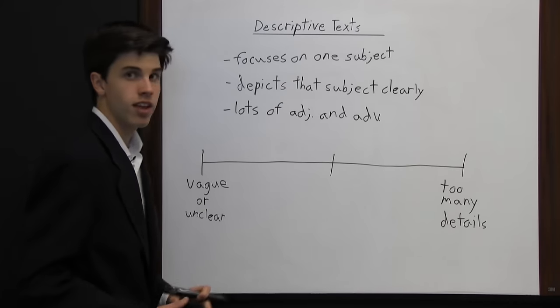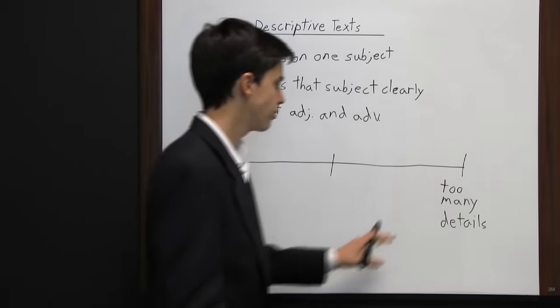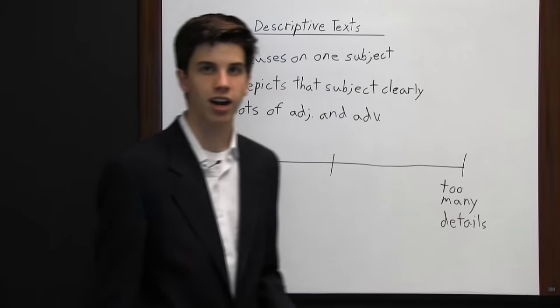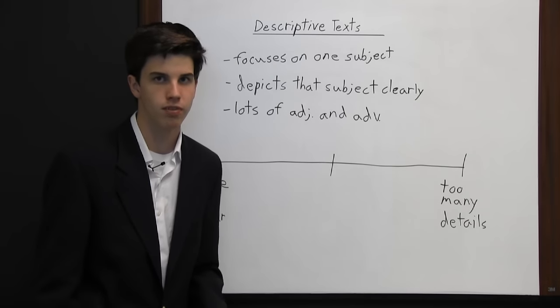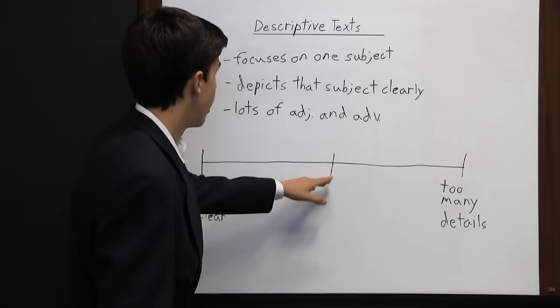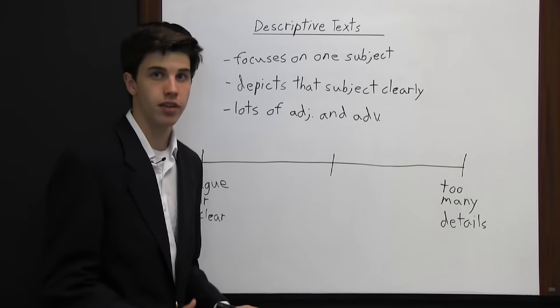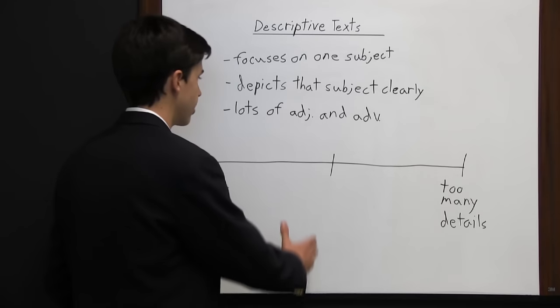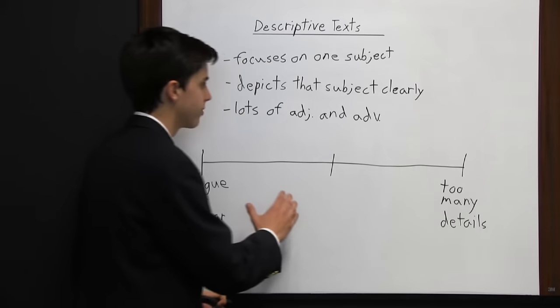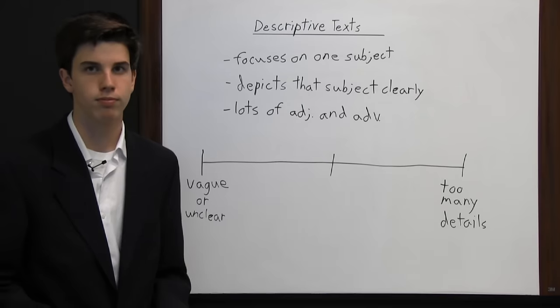It's very clear and very precise, but there's not so many details that the reader gets bogged down in all of the extra information. So as a writer, you should look to try to go in the middle in a descriptive text. And if you're reading something, you want to read things that are descriptive, where the writer has a good balance of details in the paper.